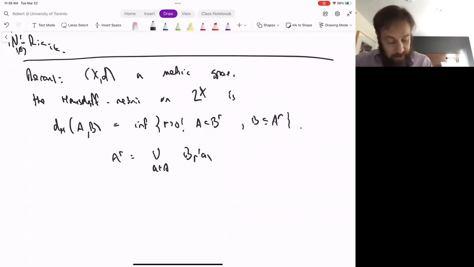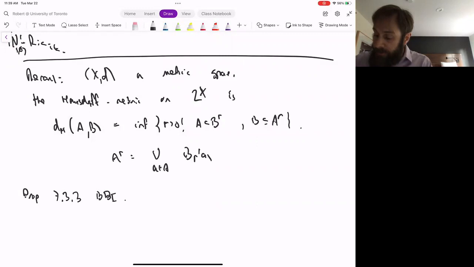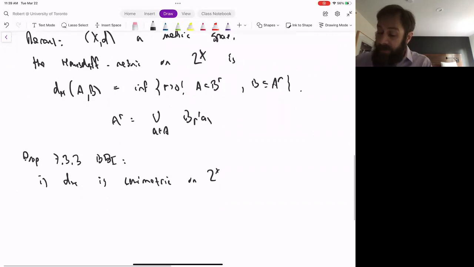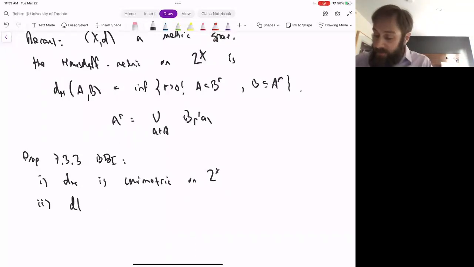So here's proposition 7.33 out of the Ivanov book, and it says that first of all, this d_H is a semi-metric on all subsets. In other words, it satisfies the triangle inequality. It's obviously symmetric, and it's easy to check that the difference between a set and its closure has distance 0.